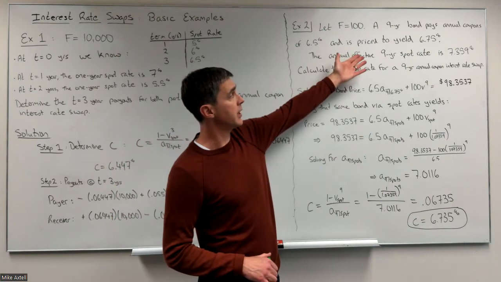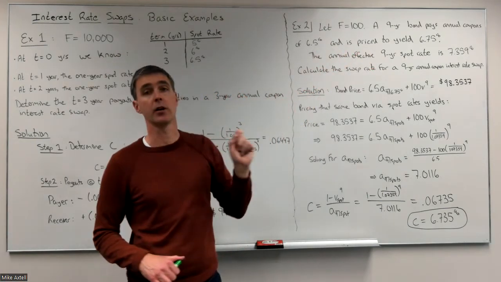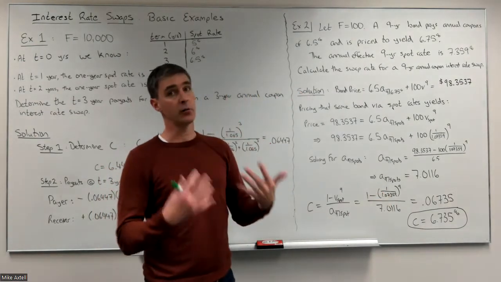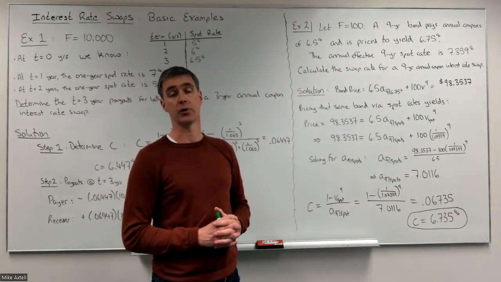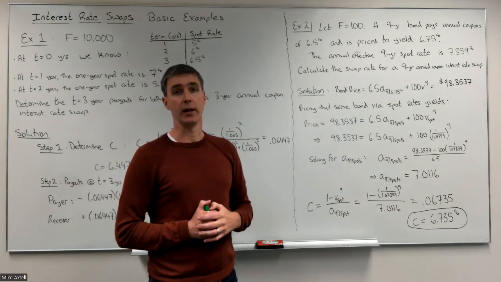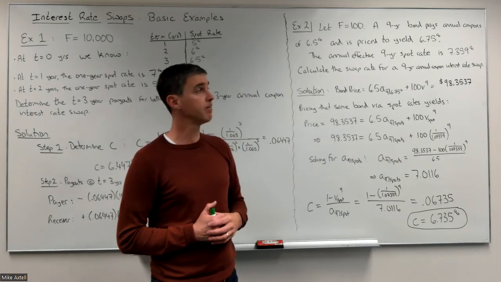So this pricing of a bond with 6.5% coupons at market value meant that if I wish to enter into a 9-year interest rate swap with annual coupons, the swap rate is going to have to be 6.735%, right?